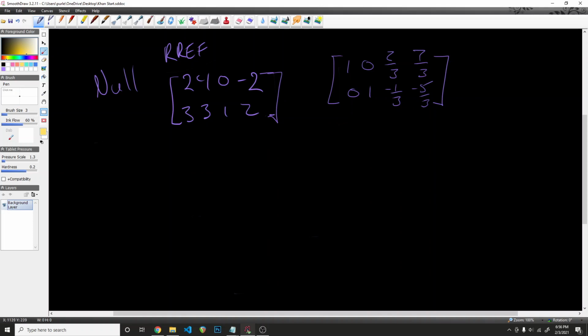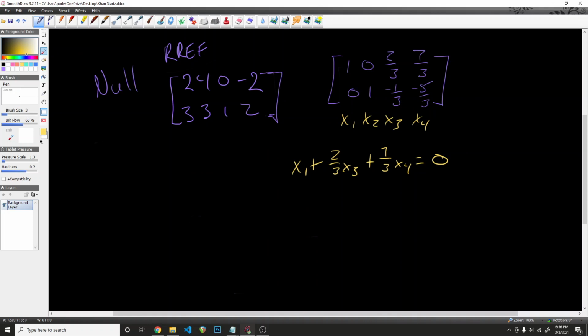So now what we essentially have is two different sets of numbers here. We have x1, x2, x3, and then x4, and we can set them equal to 0. So this 1 here, we have 1x1 plus 0x2, so we're just going to leave that out. And then here we have 2 over 3 x3 plus 7 over 3 x4. And that's going to be equal to 0, because that's what the null space is. We're trying to figure out when this equals 0.